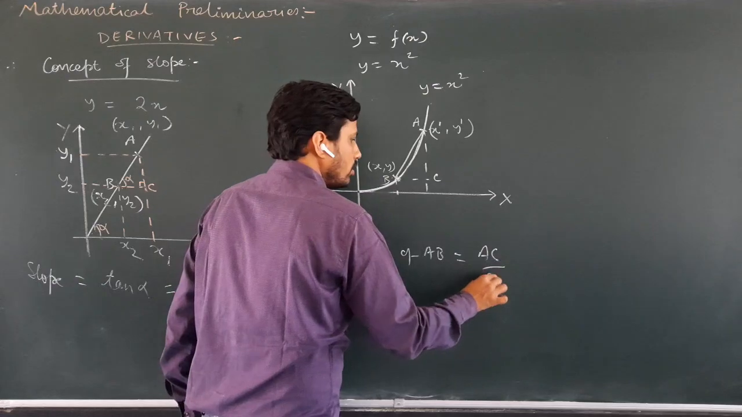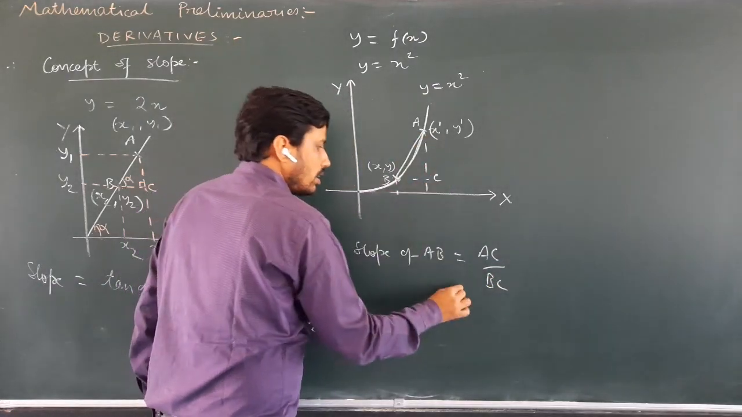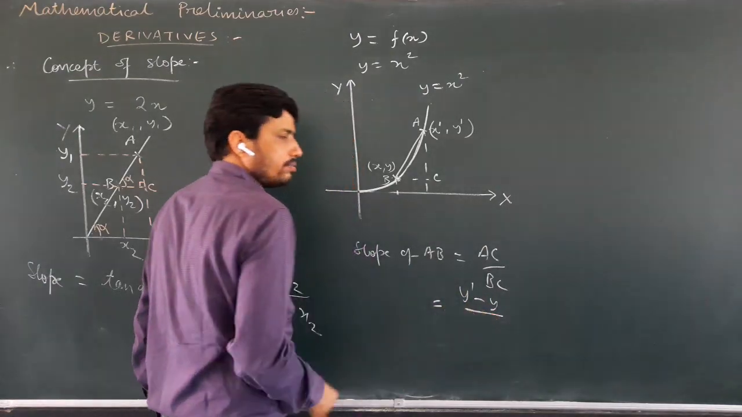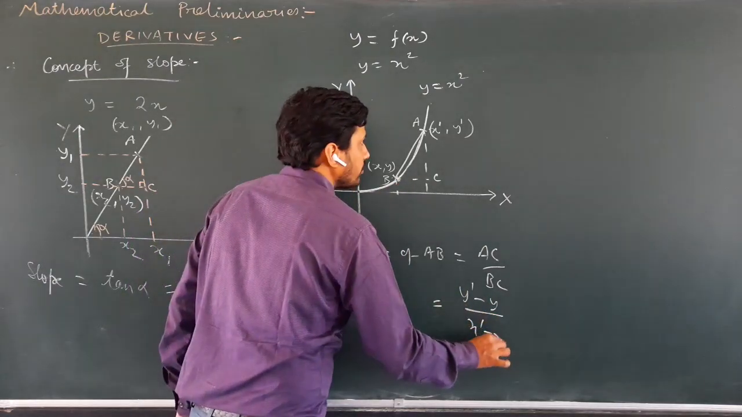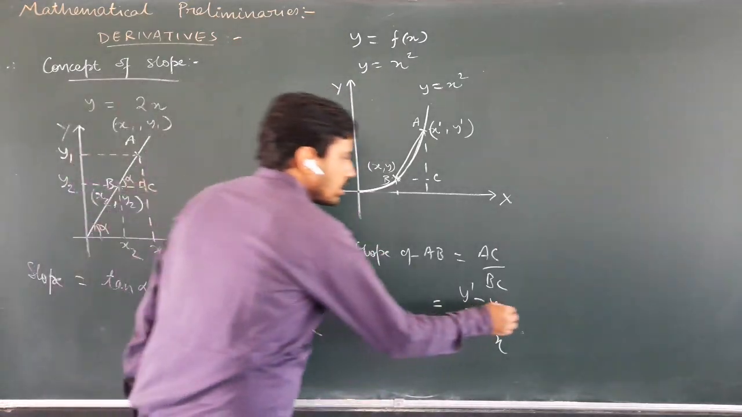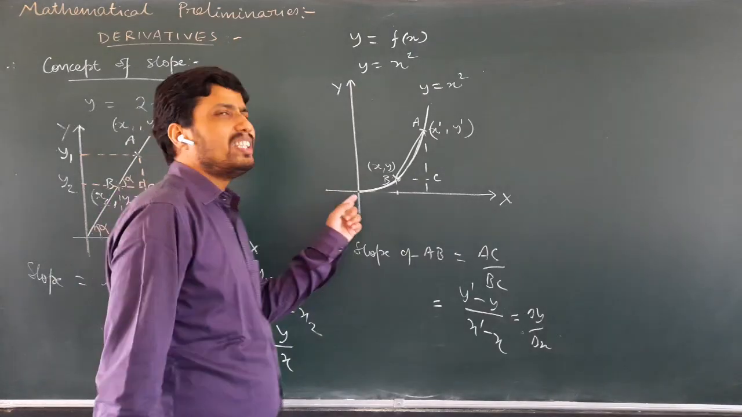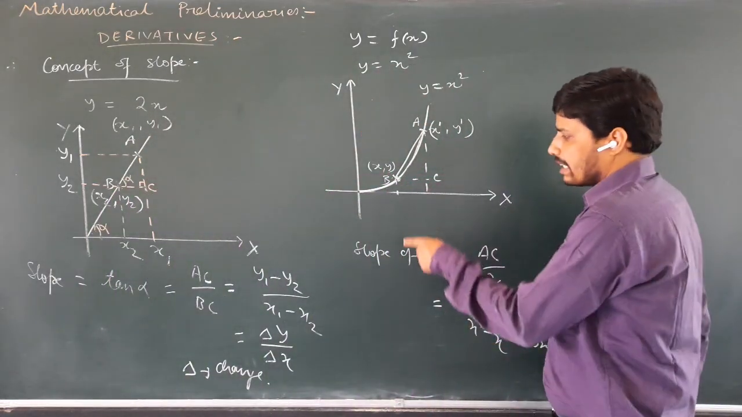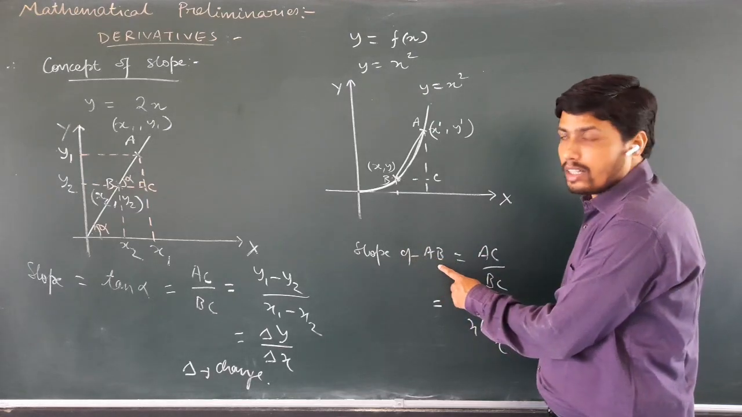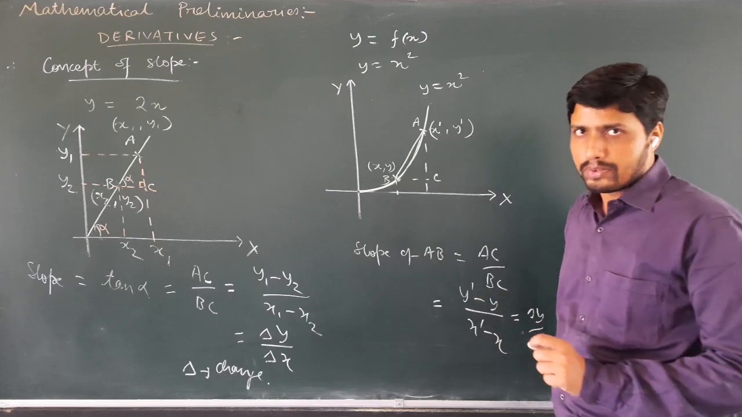So AC upon BC. AC will be how much? Difference of y coordinates. And BC will be difference of x coordinates. That is again delta y by delta x. But this is not the slope of this graph. It is the slope of the straight line AB, the end points A and B of which lie on the graph. Clear?